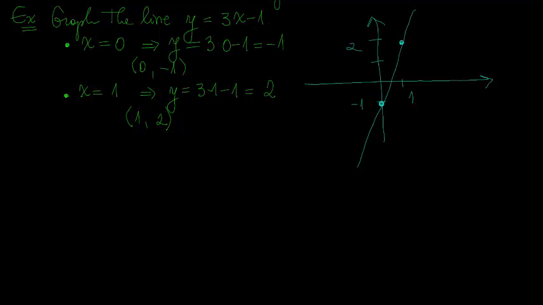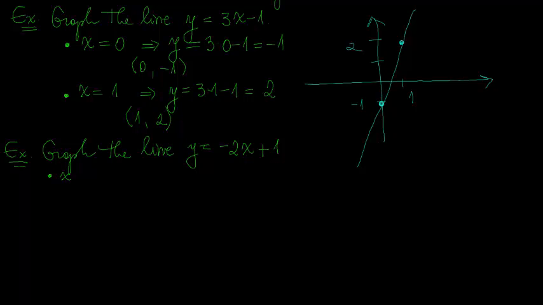Let's do one more example. Let's say we want to graph the line y equals negative 2x plus 1. So again, we pick 2 points. Let's say if x is 0, then y is negative 2 times 0 plus 1, so 1. So we get the point with coordinates x is 0, y is 1.